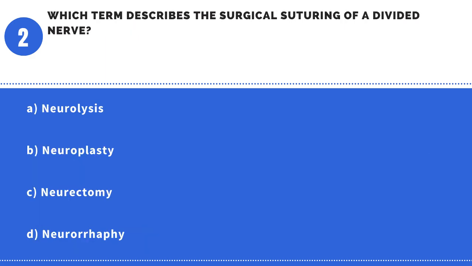Question 2. Which term describes the surgical suturing of a divided nerve? A. Neurolysis. B. Neuroplasty. C. Neurectomy. D. Neurorrhaphy.